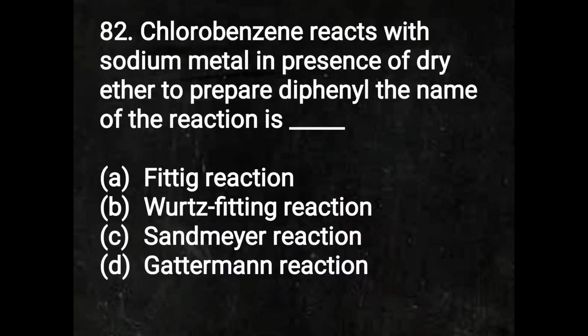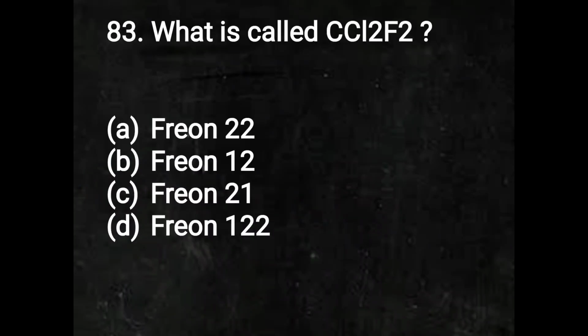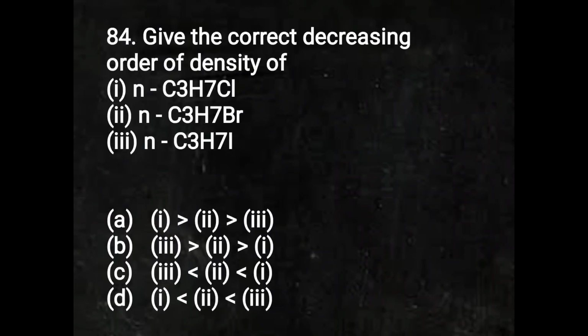Chlorobenzene reacts with sodium metal in presence of dry ether to prepare diphenyl. The name of the reaction is option A, Fittig reaction. What is called CCl2F2? Freon 12. Give the correct decreasing order of densities. Option B is the right option.